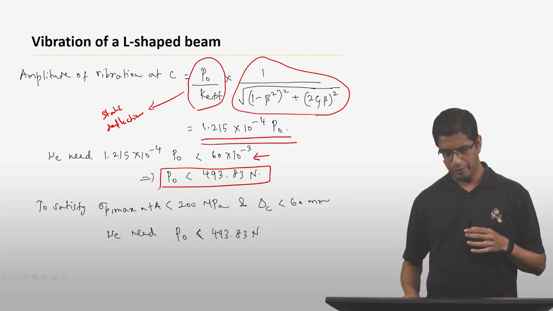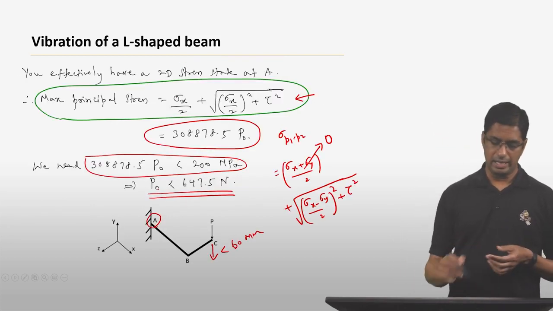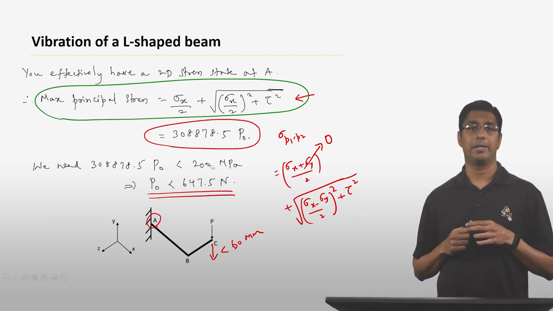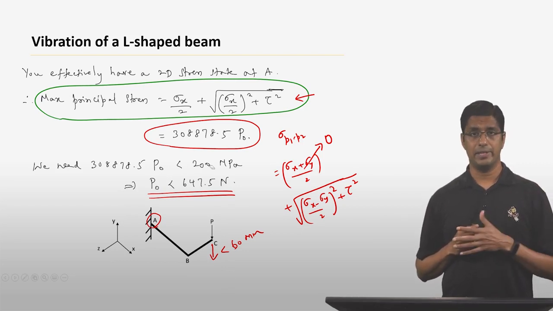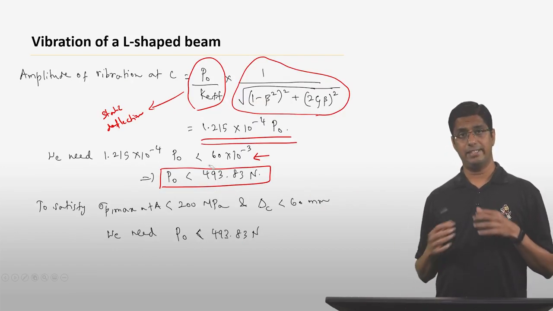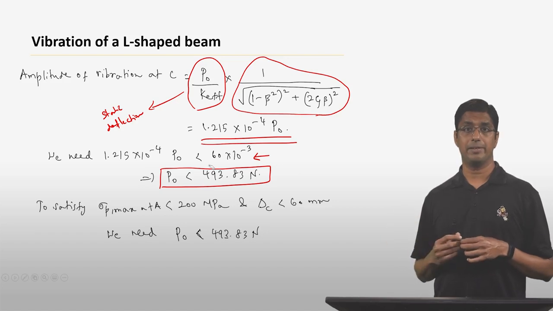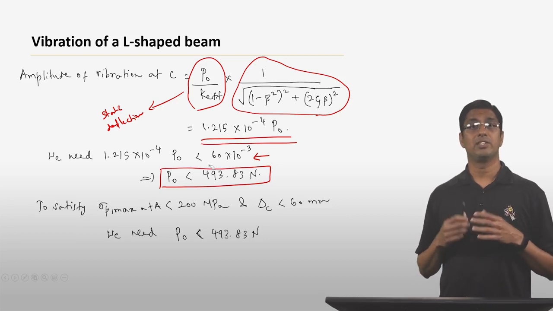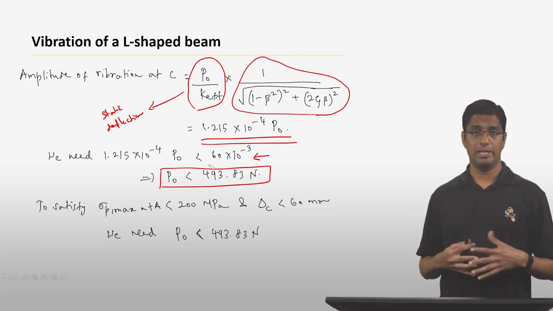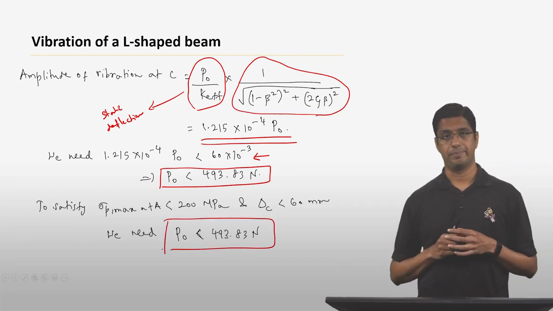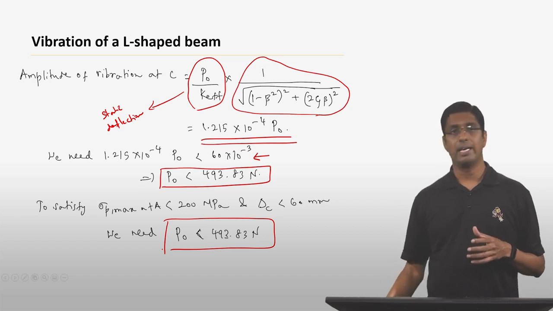Okay? Now, if you go back a little bit, we found out that if the maximum principal stress at the point A or the cross section at A has to be less than 200 MPa, the P naught has to be less than 647.5 newtons. Now we are finding out that if the deflection at point C has to be less than 60 millimeters, then P naught has to be less than 493.83 newtons. Okay? So essentially, if you want to satisfy both conditions, then P naught should be less than 493.83 newtons. Okay? So that essentially concludes the problem.